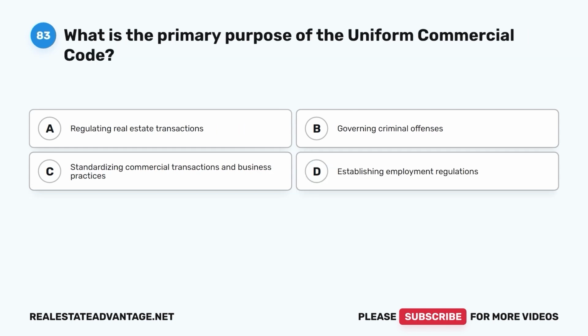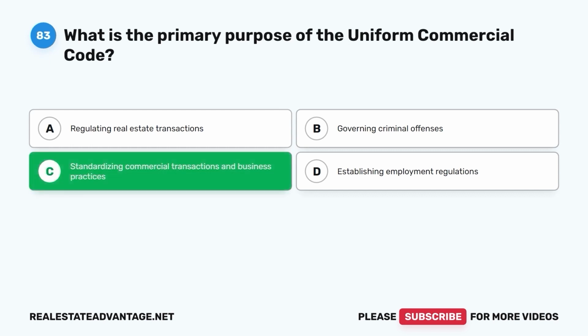What is the primary purpose of the Uniform Commercial Code? A. Regulating real estate transactions. B. Governing criminal offenses. C. Standardizing commercial transactions and business practices. D. Establishing employment regulations. The correct answer is C.